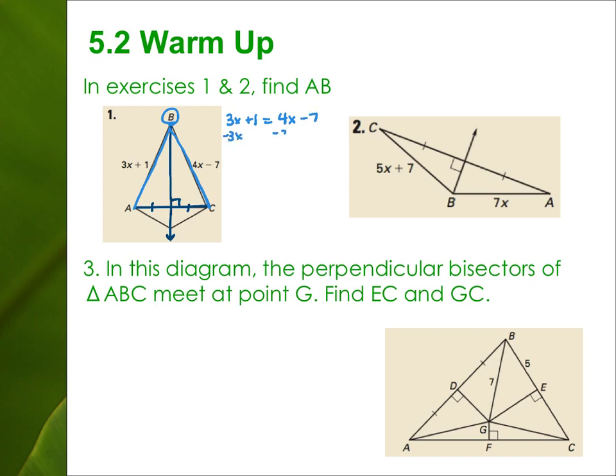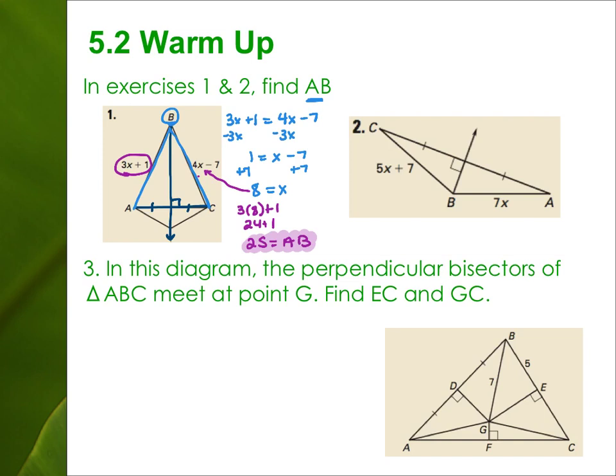Subtract the 3x. Add the 7. And I get x equals 8. But it's asking for AB, so I want to take that 8 and plug it back in to AB. 3 times 8 plus 1. 24 plus 1, which is 25. I can always check it by plugging the 8 into the BC as well and making sure you get the same answer, because again, they should be the same value.